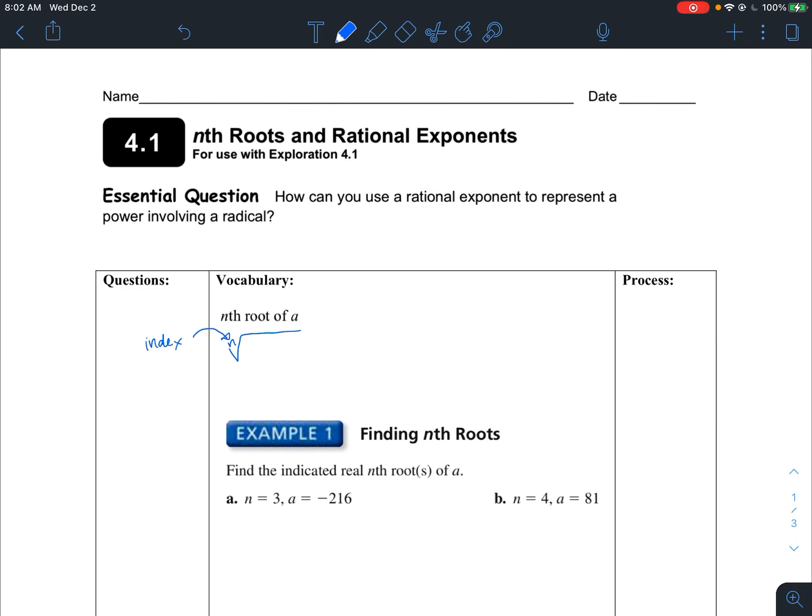For example, for a square root, the root is 2. We usually just don't write it. Whenever we use square roots, we don't usually write the index number. It just goes without saying. But then you can also have cube roots. For a cube root, the index number would be 3. Then you could have a fourth root, and all the way to the nth root.